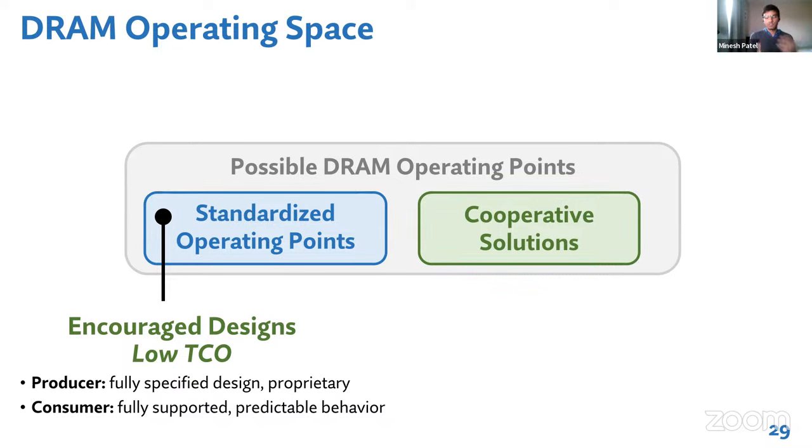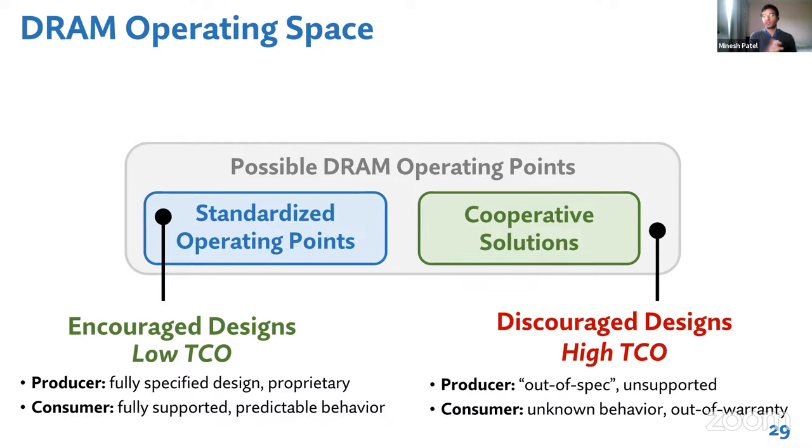For consumers, the DRAM chips that conform to this operating point are essentially fully supported by the producers and they exhibit predictable behavior. Now, any solution that's outside of the standardized operating points is essentially discouraged. And this is because it exhibits a high total cost of ownership. That's because for producers, such a design is out of specifications and essentially unsupported. And for consumers, these sorts of operating points can result in unknown behavior, and they aren't encompassed by any warranties that producers might give for standardized operating points.